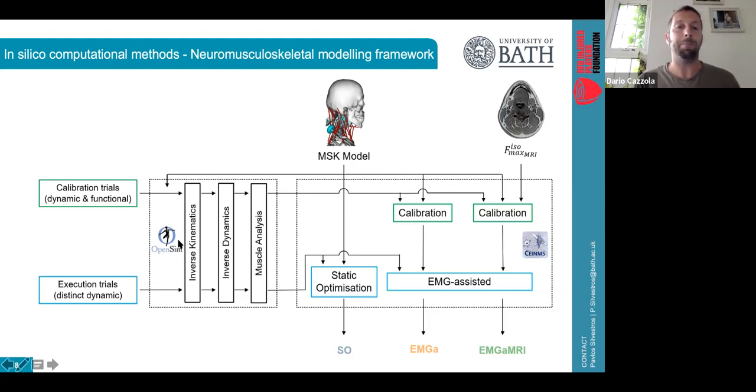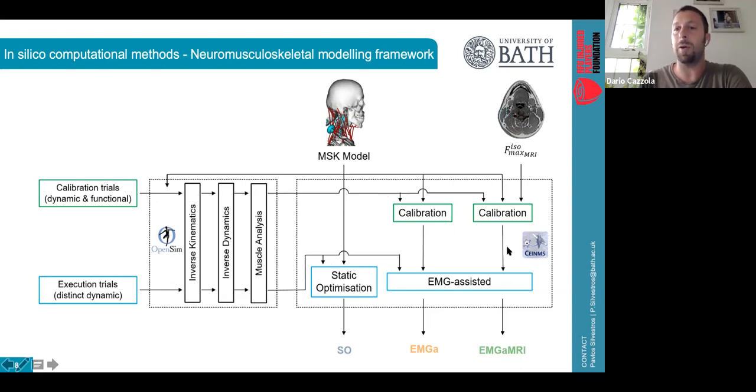The first one here is based on the use of OpenSim libraries and procedures like inverse kinematics to calculate the intervertebral joint angles, inverse dynamics to calculate the net joint moment of the cervical spine, and muscle analysis to calculate the moment arms and the muscle tendon units' lengths and velocities.